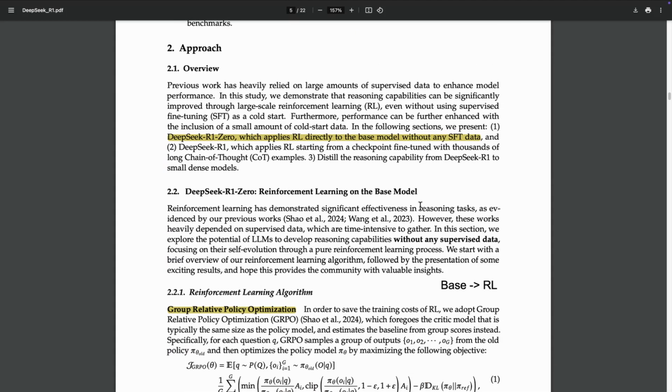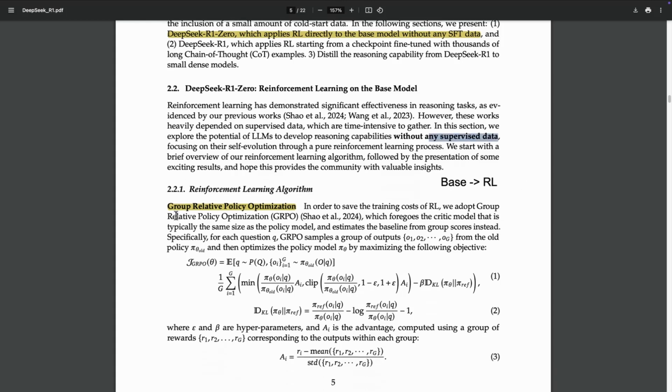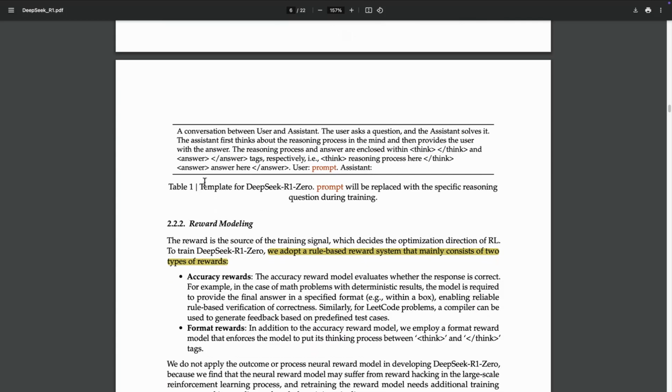Basically, the approach is going to be like this. So the first step, as I was saying, is this DeepSeek-R1-0, right, where you go from a base model and apply reinforcement learning. So that's being applied to the base model, no supervised data. And that's the first step. They use GRPO as their RL algorithm. So you can see all the details there. And then they have some kind of template that they use. Okay, you can take a look at the template.